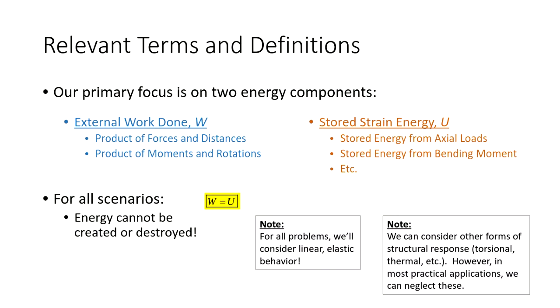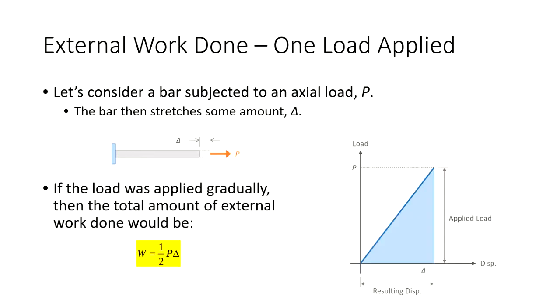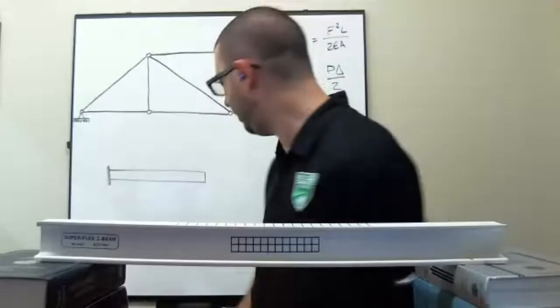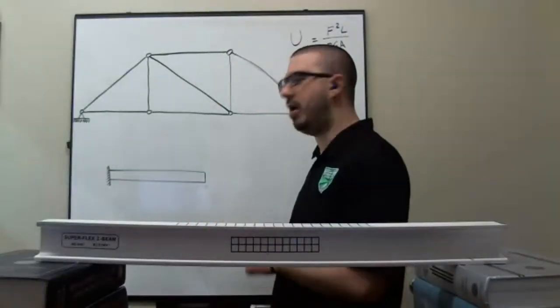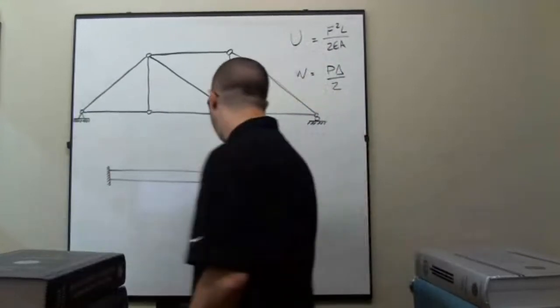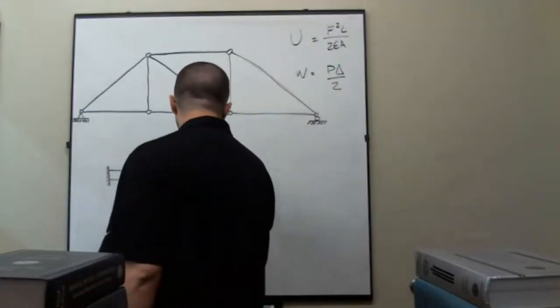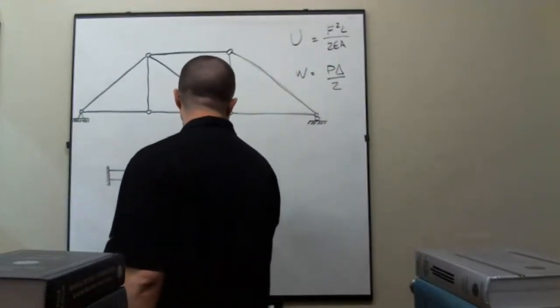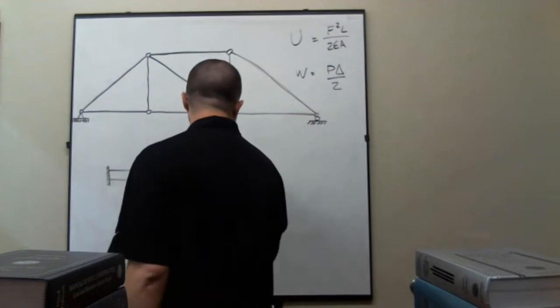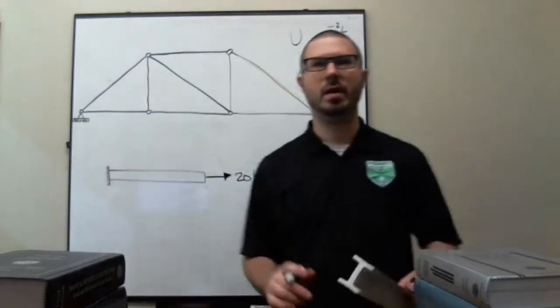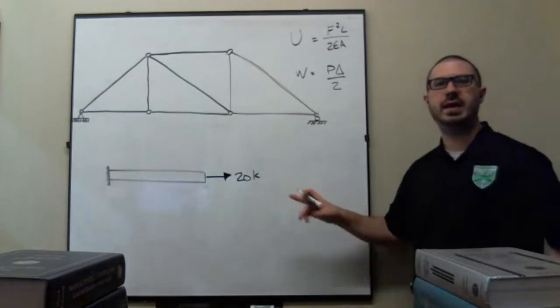Okay. Now let's do some figuring here. What I want to do is take some bar. And just to make sure that we're on the same page, I've got here some bar on the board, and we're going to take this bar and put some load on it. I'm going to make a number up. Let's say we put, I don't know, 20 kips on it. So we have a bar and we put 20 kips on it.